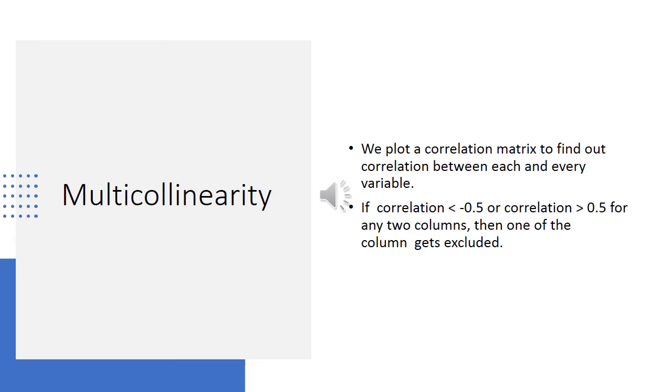The next is treating multicollinearity. We plot a correlation matrix to find out the correlation between each and every variable. If correlation is less than minus 0.5 or greater than 0.5 for any two columns, then one of the columns gets excluded.